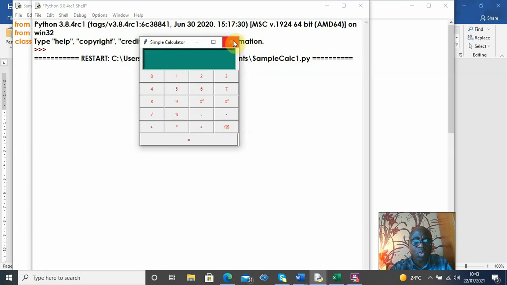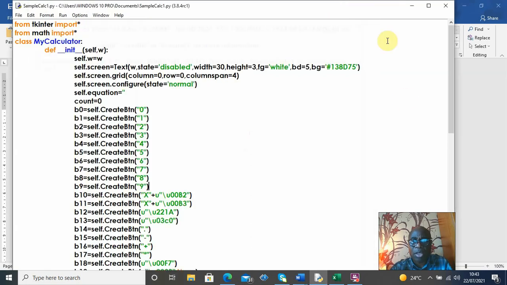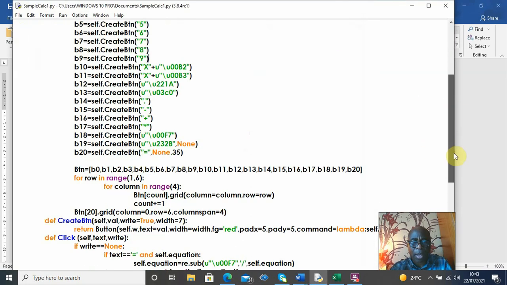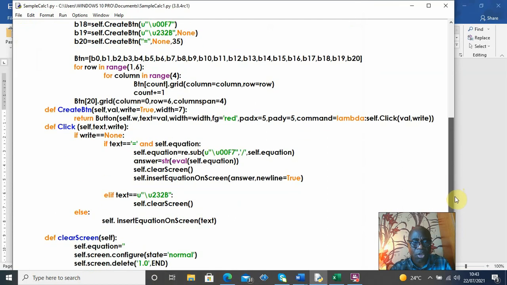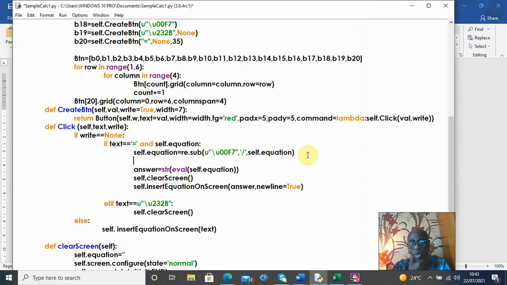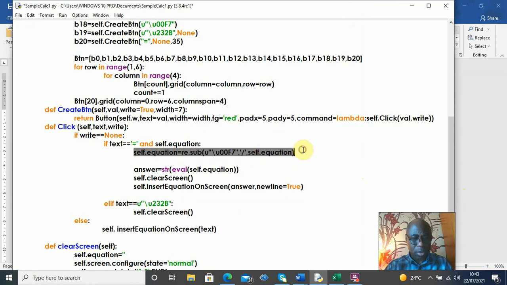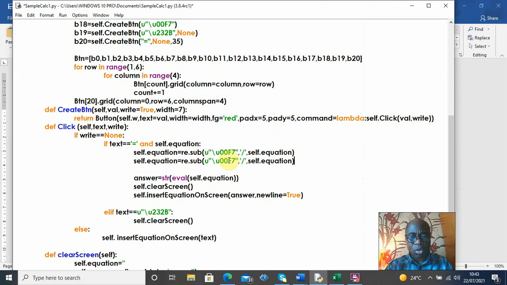So we need to implement this by using the eval function. So I'm going to go in here and swap those codes. So I need to swap those codes. So for the x squared, instead of typing, let me just copy that and swap the x squared. Remember, the x squared is u00b2.